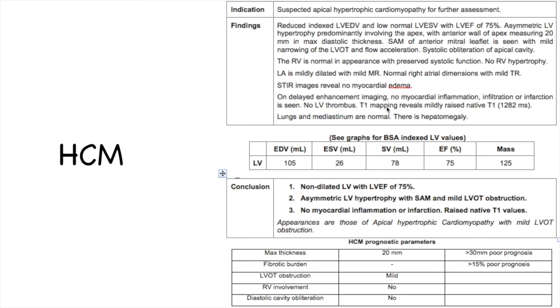We talk about T1 mapping parameters, and we also talk about delayed enhancement if it is present or not. We do put a table about prognostic parameters, whereby more than 30 millimeters of thickness is a poor prognostic feature, or a delayed enhancement of more than 15% is also a poor prognostic feature. Conclusion would read: appearances are those of apical hypertrophic cardiomyopathy with mild LVOT obstruction.